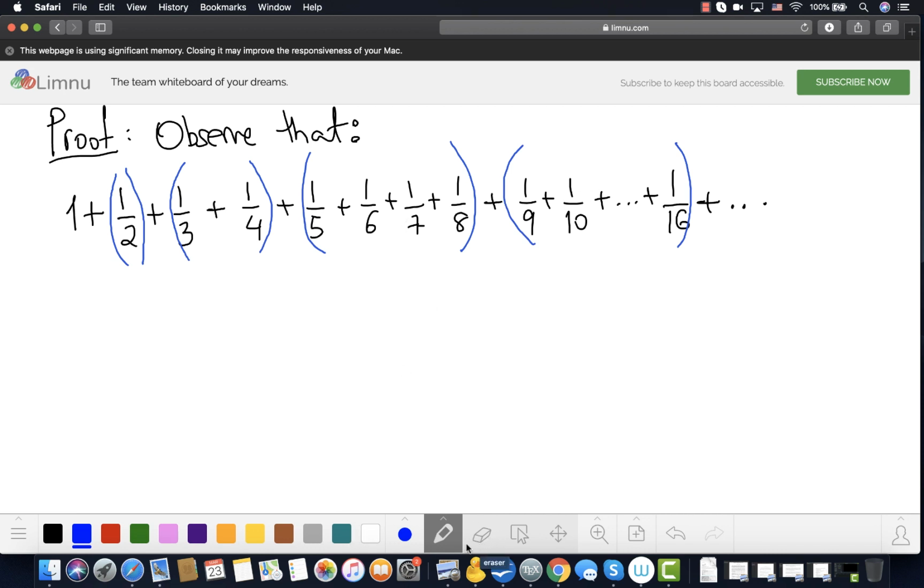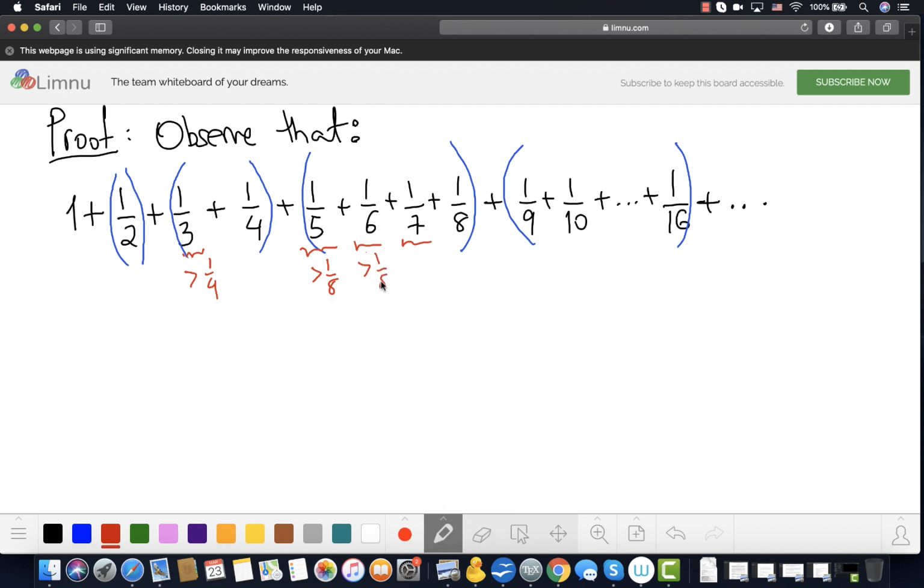Then I make the following observation. Okay, so 1/3 is at least 1/4, right? And so I'm going to match this with this. Well, actually, it's bigger, so let's just write strict. It's certainly bigger than 1/4 because it has a smaller denominator. Now let's look at 1/5 and 1/6 and 1/7. Each of them is bigger than 1/8, right? So each of them is bigger than 1/8.